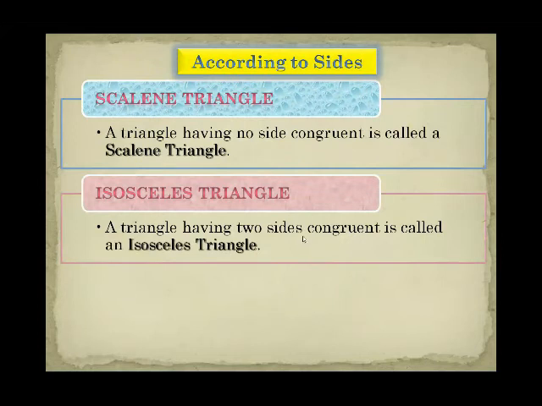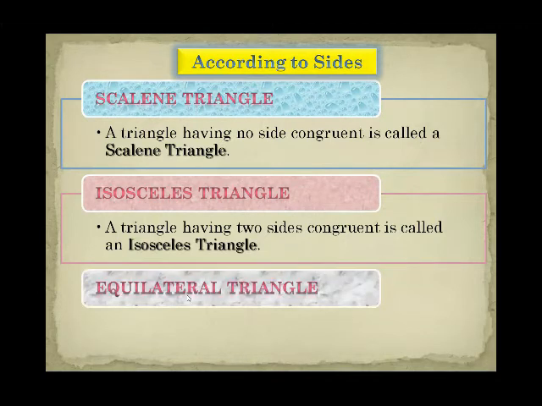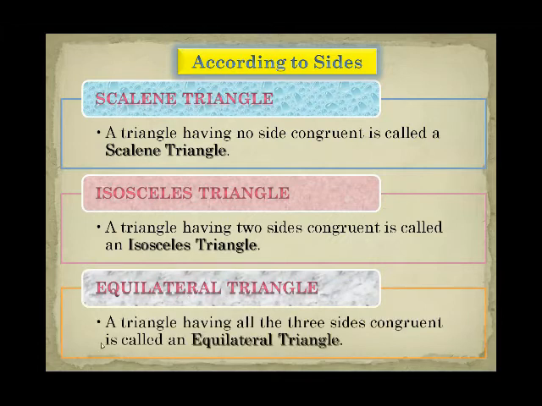A triangle having two congruent sides is called an isosceles triangle. From the figure you already know that two sides of the triangle are congruent, so we say that such kind of triangle is called an isosceles triangle. Now the equilateral triangle, what is the equilateral triangle? From the figure we know that a triangle having all three sides congruent is called an equilateral triangle.